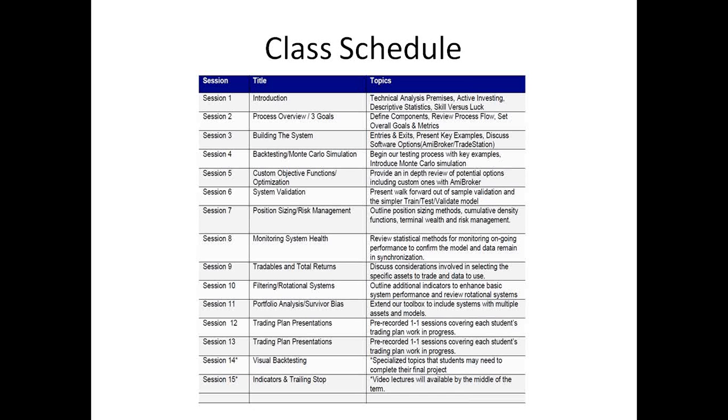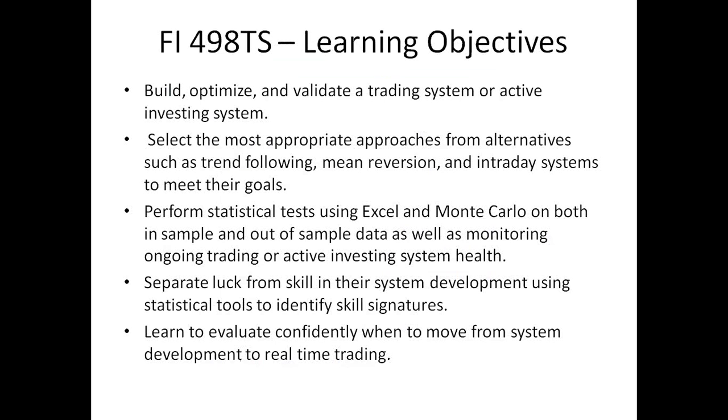The learning objectives. So, what are the deliverables for the class? You're going to learn how to build, optimize, and validate a trading system or an active investing system. I consider momentum, longer-term trading to be active investing, and we'll use monthly returns to make it statistically viable. Alternate systems, talked about that. You will learn how to do this using Excel, part of your homework, part of your trading plan presentation, and hopefully part of your ongoing life is to apply these techniques. And I want to make sure you leave the class with the skills to do it.